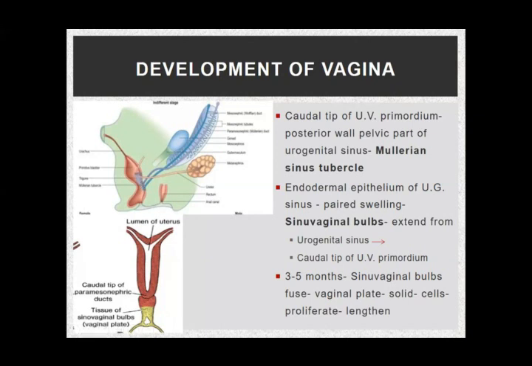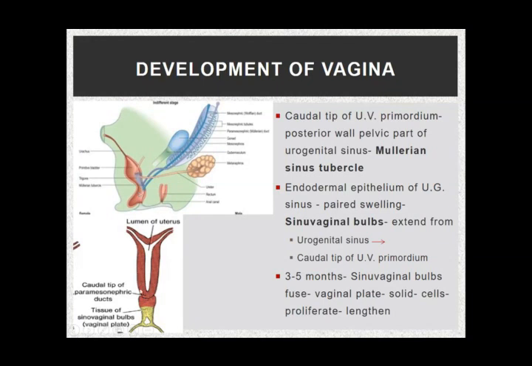Now, the epithelium of the urogenital sinus, the endodermal layer, okay. This raises two elevations, two swellings, elevations or swellings, whatever you want to call them. This is the caudal end of the uterovaginal primordium. Okay. This is bumping into the urogenital sinus, inside the urogenital sinus.